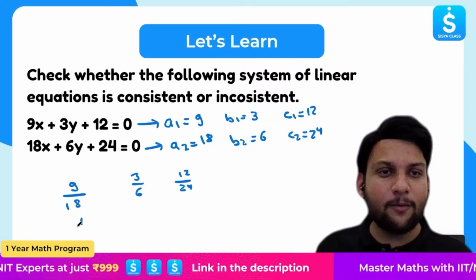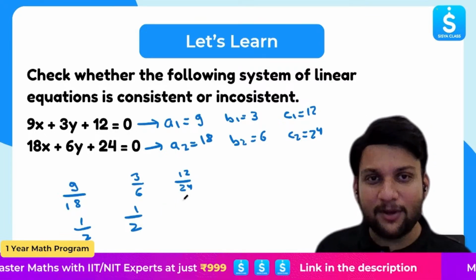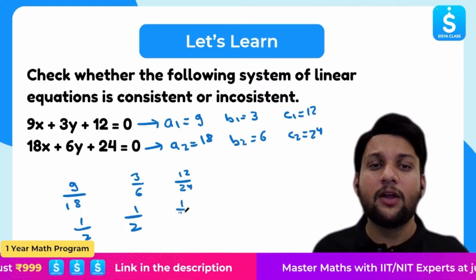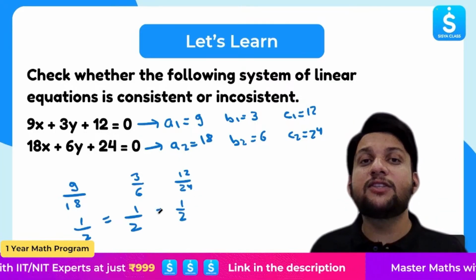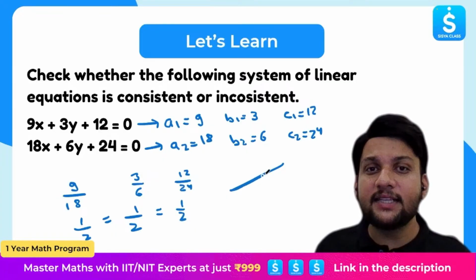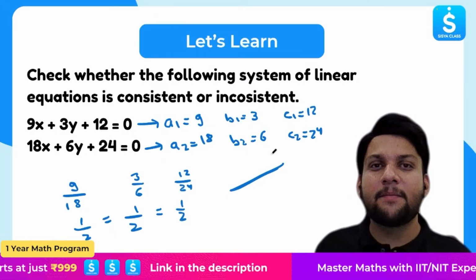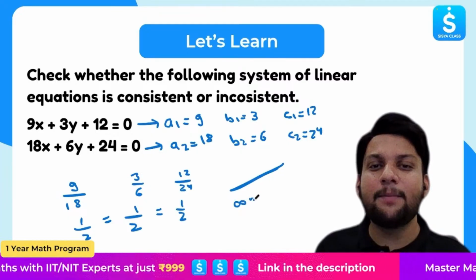So 9 by 18 is how much? 1 by 2. 3 by 6, how much? 1 by 2. 12, I hope everyone knows the 12 table now. 12 ones are 12, 12 twos are 24. It is 1 by 2. What are we getting? A1 over A2 is equal to B1 over B2 is equal to C1 over C2. That means these two lines are coincident. How many solutions will it have? It will have infinitely many solutions.